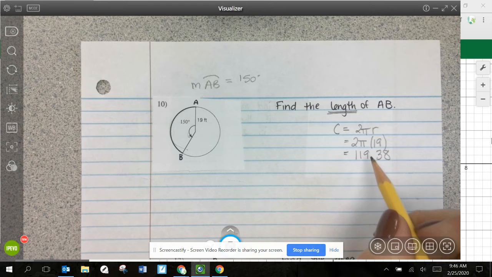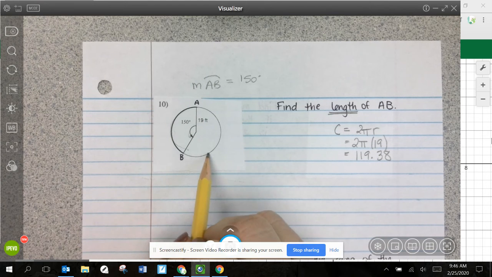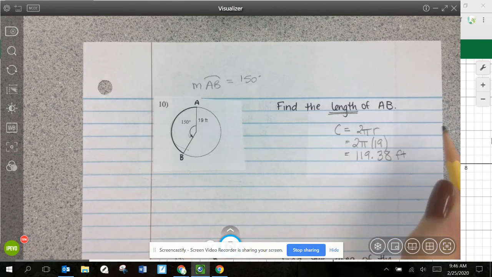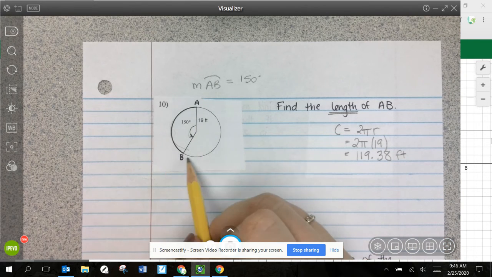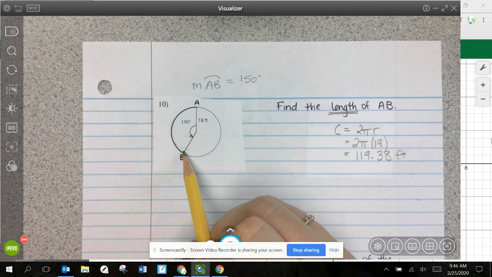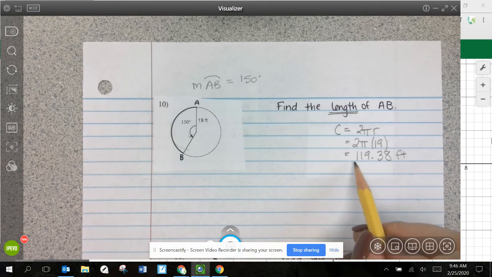This is my circumference. If I were to walk all the way around this circle, I would go 119.38 feet. But I don't need to go the entire way around the circle. I just need to go from A to B. Well, I'm not going to use this whole 119.38. I'm only going to use part of it.